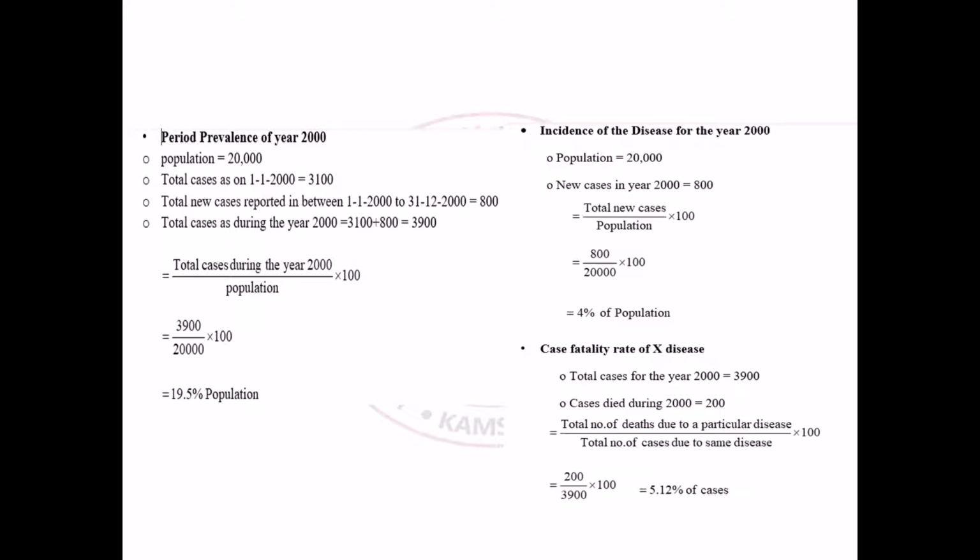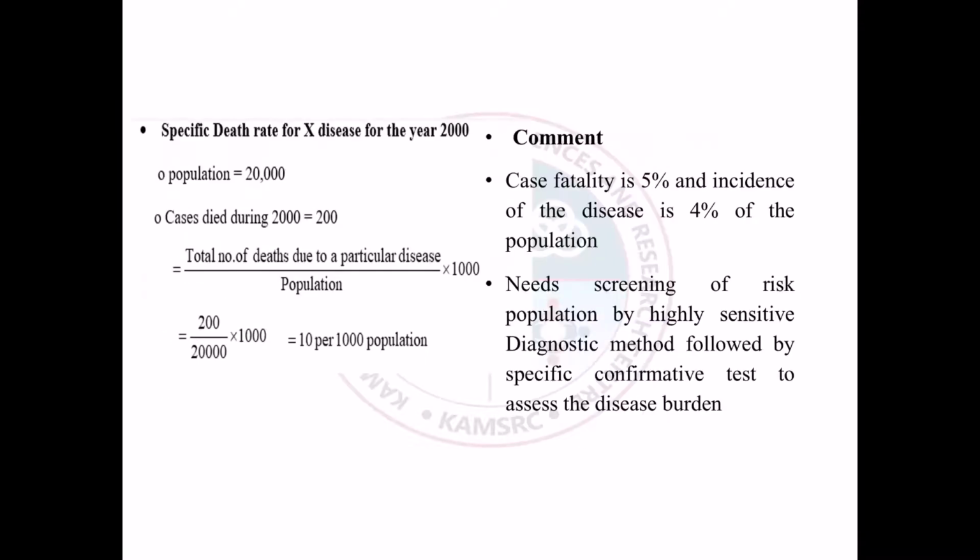Case fatality rate of the particular X disease is calculated by the formula: total number of deaths due to a particular disease by total number of cases which are suffering with the same disease into 100. That is 200 is the deaths by 3,900 is the total cases during the year into 100. So case fatality rate is 5.12%. Now we'll move to the specific death rate.